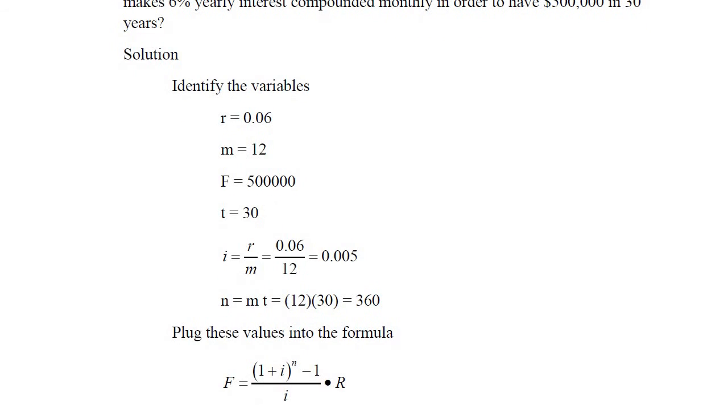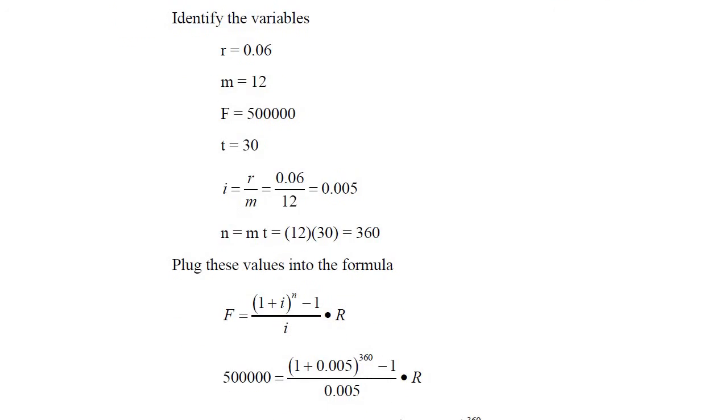I now want to take those numbers and plug them into my formula. Plugging them in gives me 500,000 is equal to, and then in the numerator I'll have open parentheses 1 plus 0.005 right parentheses exponent 360 minus 1, divided by 0.005, and all of that is times R.